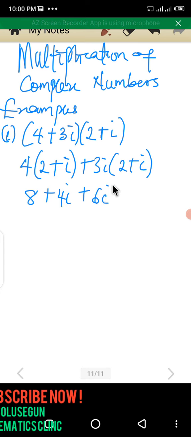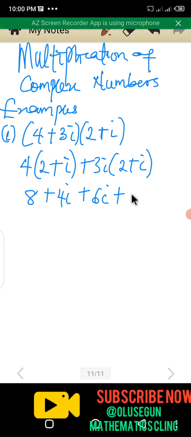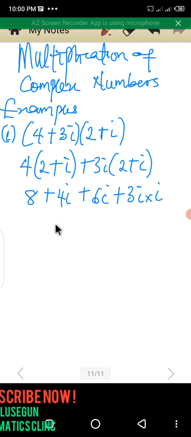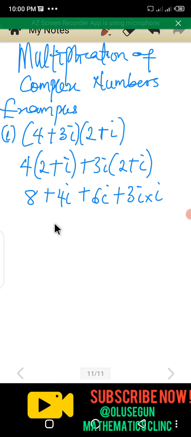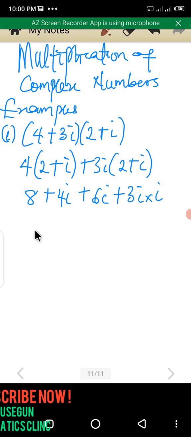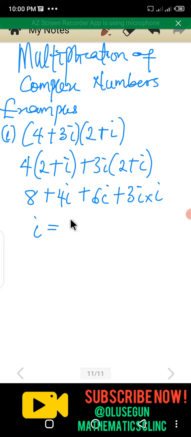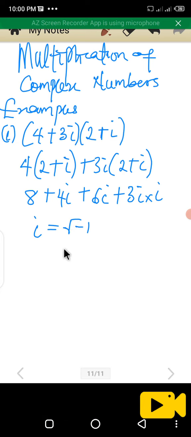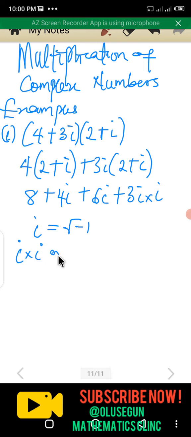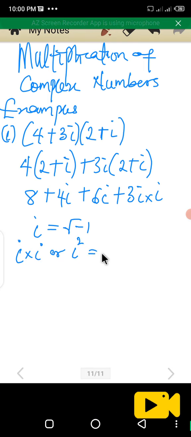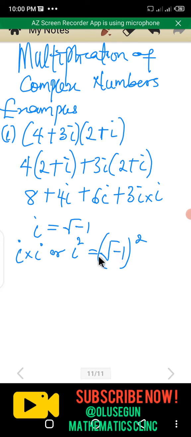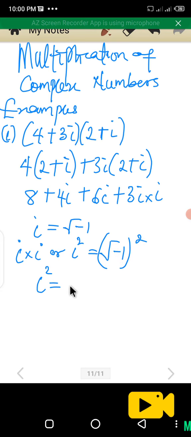plus 6I plus 3I times I. I want to explain something for you about the expansion of 3I times I. I recall that I is root minus 1. A situation whereby you now have I times I or I squared, it's the same thing as root minus 1 squared. So which means that I squared is equal to minus 1.